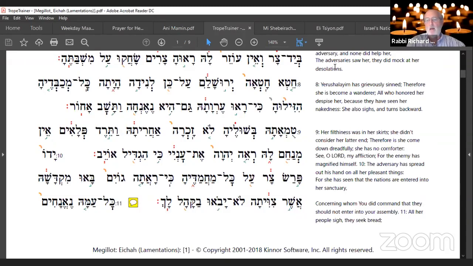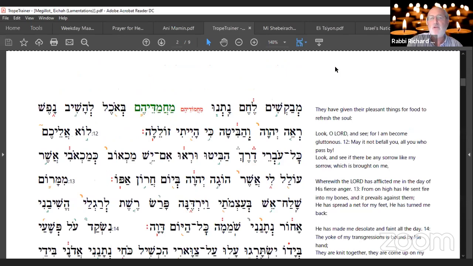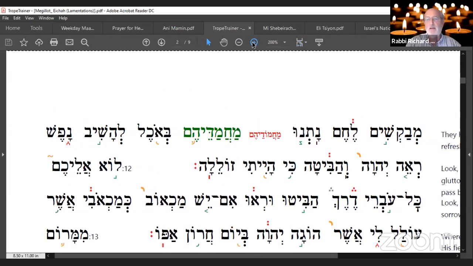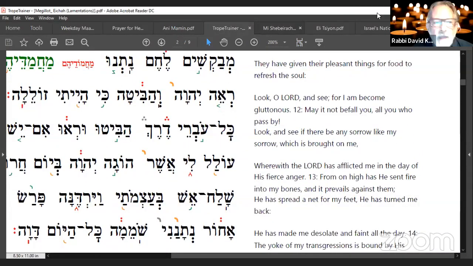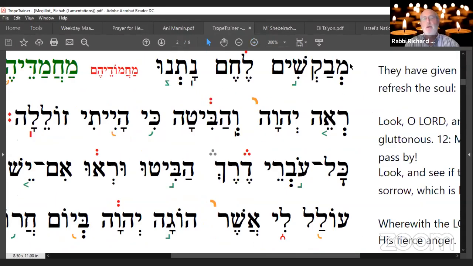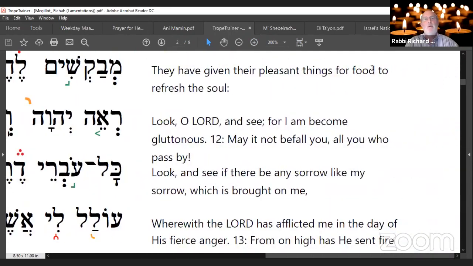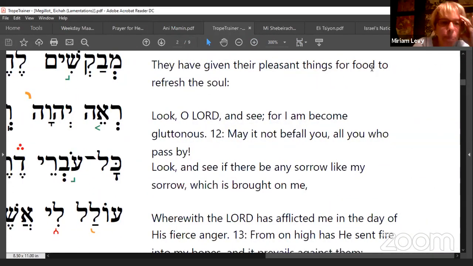At this time, we're going to continue in the English. All her people sigh, they seek bread. I'm going to make this bigger. Rabbi, do you have someone you want to pass this along to read a few sentences? I invite first Miriam Levy to read. I'm going to get a little bigger for you. And how's that? Better? Fine, I forgot to change my name.